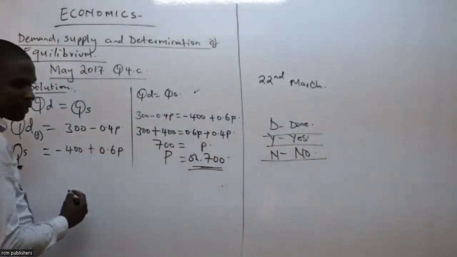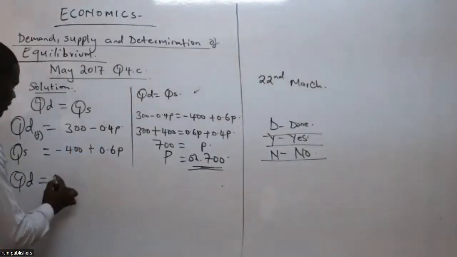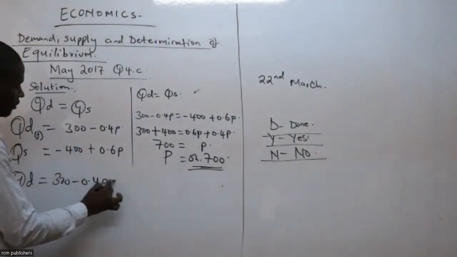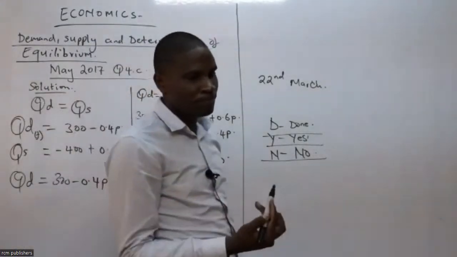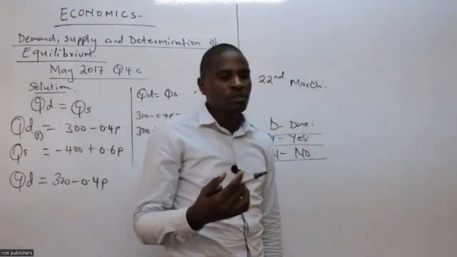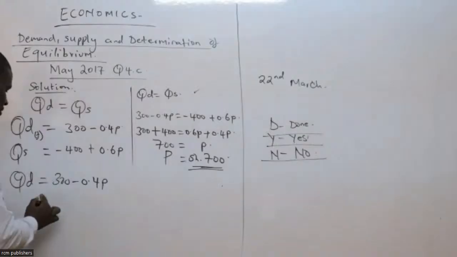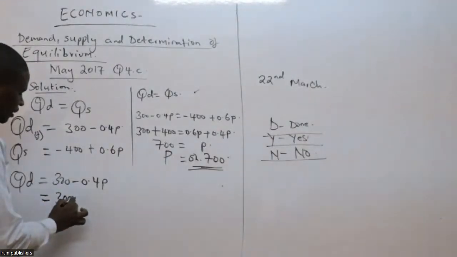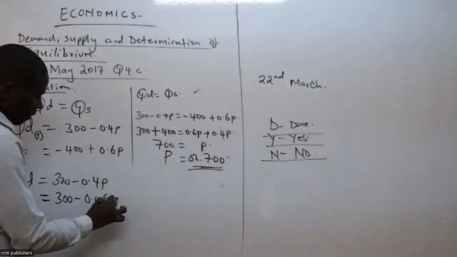And our next step is computation of our Q, the QD. We know QD is given by 300 minus 0.4P. Do we know the value of P? Yes, we know that P is 700. Therefore, it will be easier for us to compute. 300 minus 0.4, we multiply that by our P, which is 700.